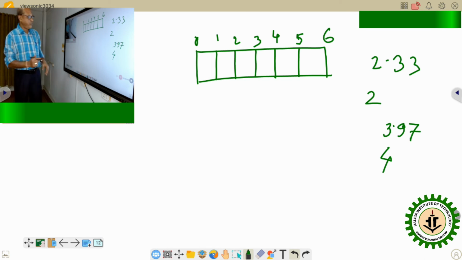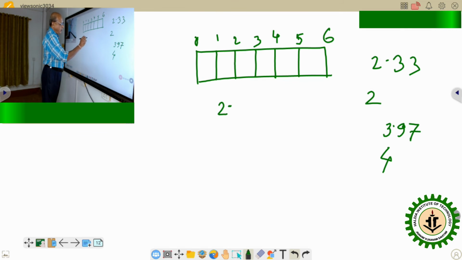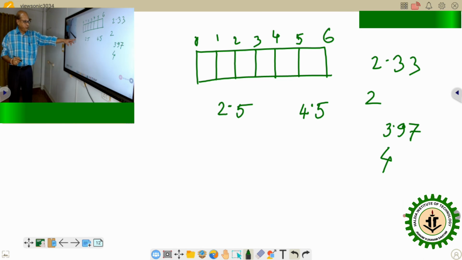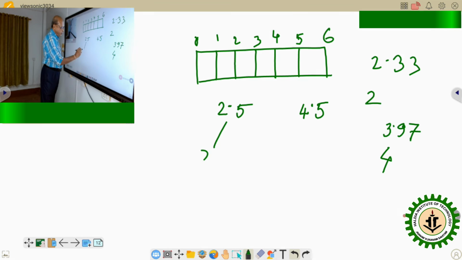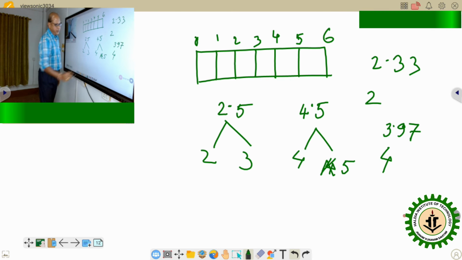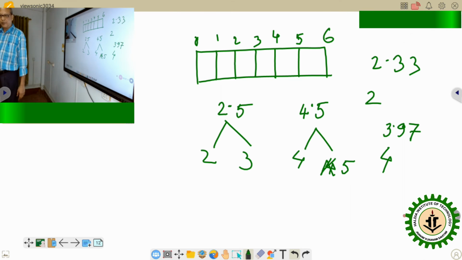If I make it 2.5, or say if you are told to measure a value of 2.5, your reading may be 2 or maybe 3. In any case your error is 0.5. Here also you may be satisfied with 4 or you may be satisfied with 5. Error is 0.5. That is the highest.